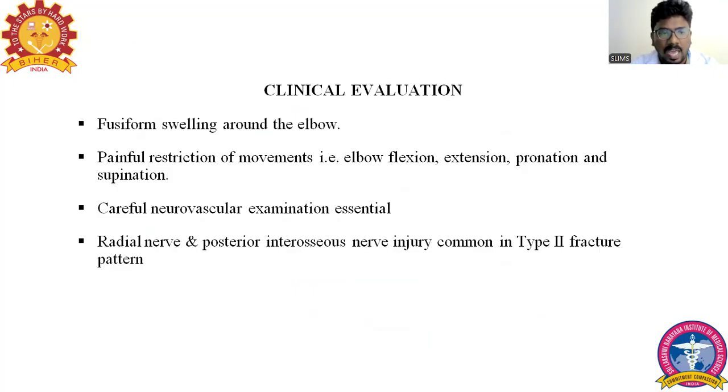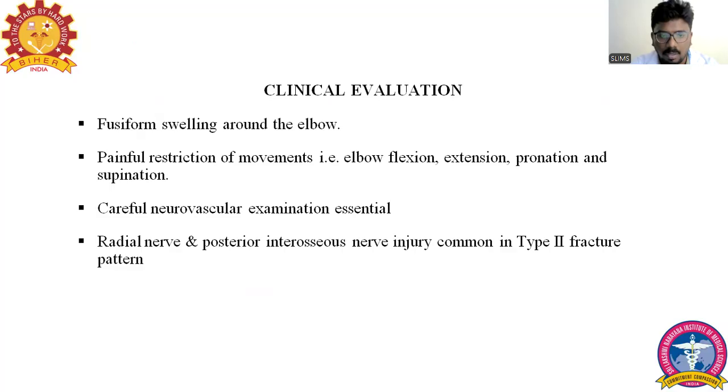So we should carefully evaluate the neurovascular structures involved in that area, because the type 2 fracture is more prone to PIN palsy, which is posterior interosseous nerve palsy. Posterior dislocation of the radial head may cause injury to the PIN present over there, the posterior interosseous nerve, which may lead to finger drop. Therefore, the neurovascular examination plays a vital role.